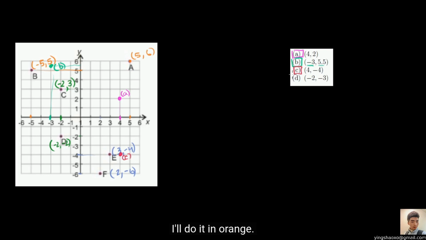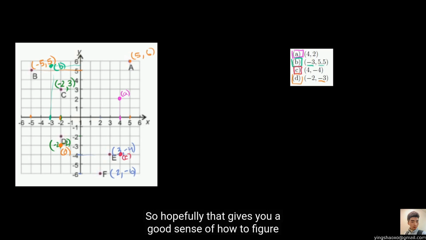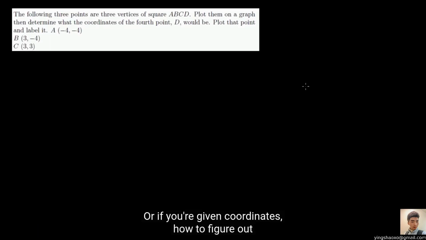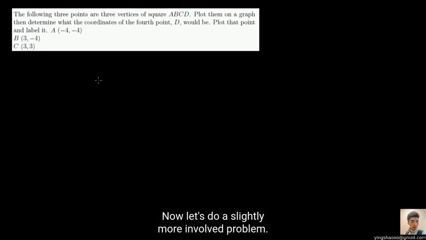And then one last one. I'll do it in orange. D. X is negative 2. Y is negative 3, right there. That's the D with parentheses. And you could have gone the other way. You could have said y is equal to negative 3, x is equal to negative 2. So you could go to the left and down, or you could go down and to the left, and you're still going to get to the same point. Hopefully that gives you a good sense of how to figure out coordinates, or if you're given coordinates, how to figure out where to plot something on the xy coordinate plane. Now let's do a slightly more involved problem.